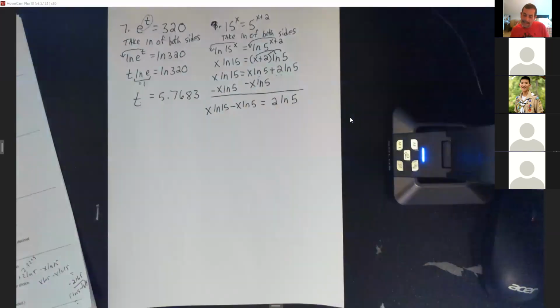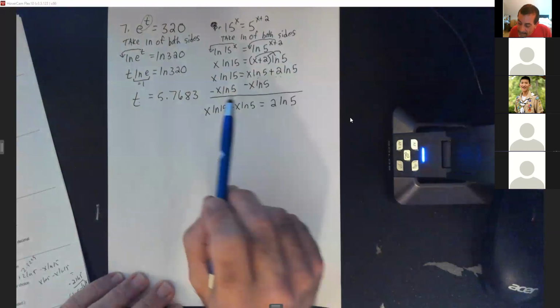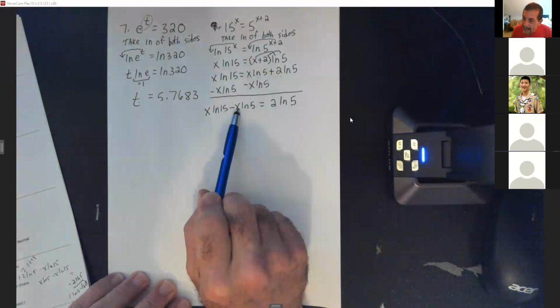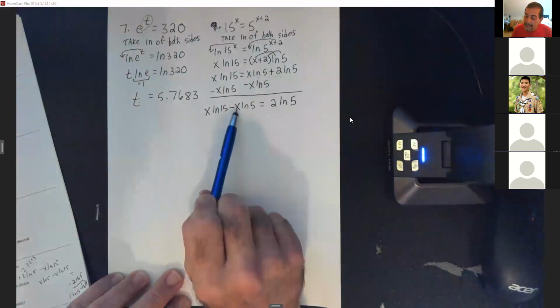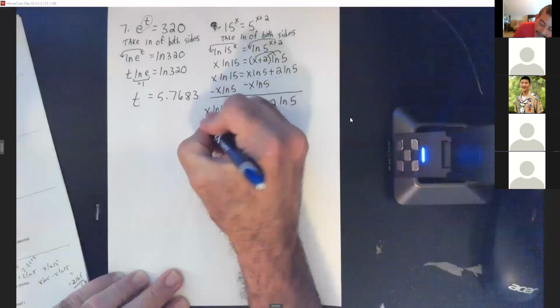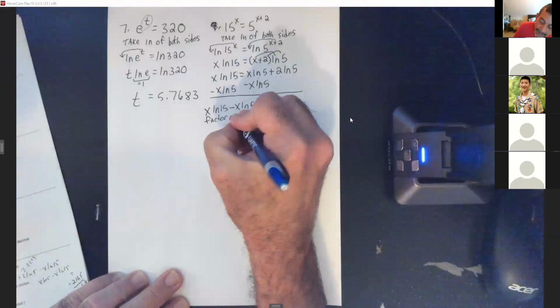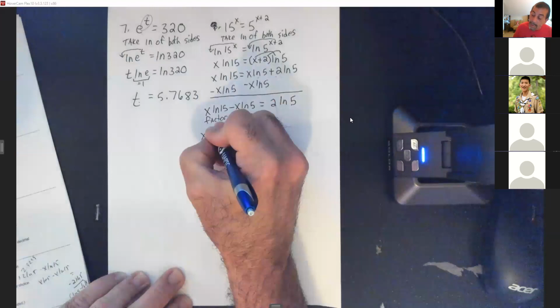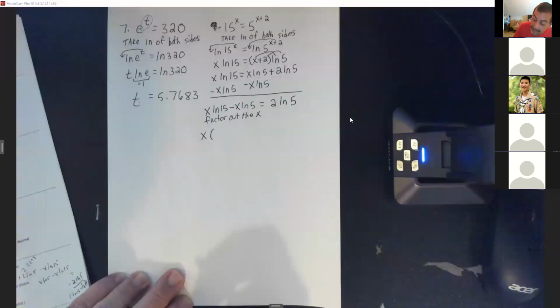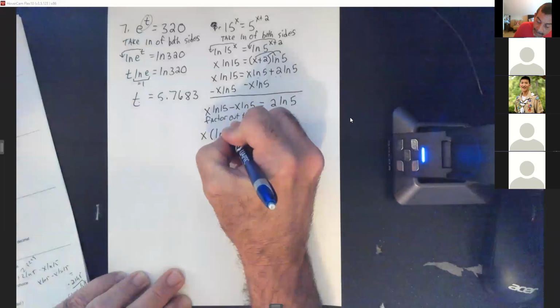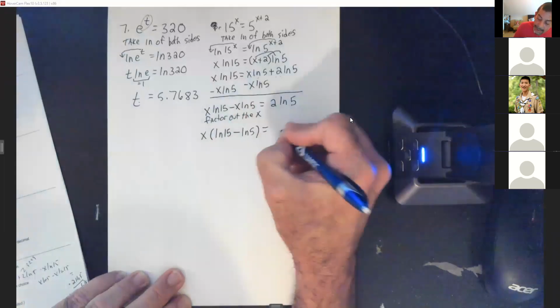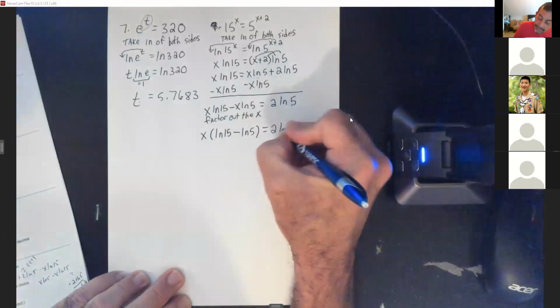So let's see if we can remember. I've got an x in this term and an x in that term. To turn an x from two terms into a single x, I'm going to factor out the x, so that you get x times parentheses ln of 15 minus the ln of 5, all equal to your 2 ln 5.